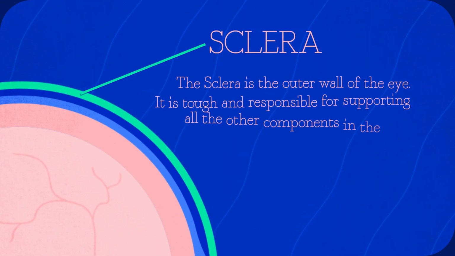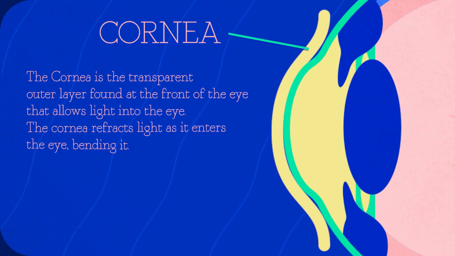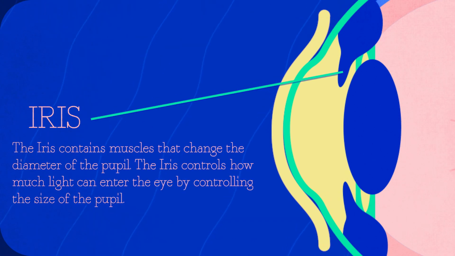The sclera is the outer wall of the eye. It is tough and responsible for supporting all of the other components in the eye. The cornea is the transparent outer layer found at the front of the eye that allows light into the eye. The cornea refracts light as it enters the eye, bending it.